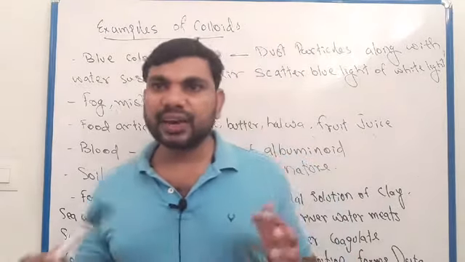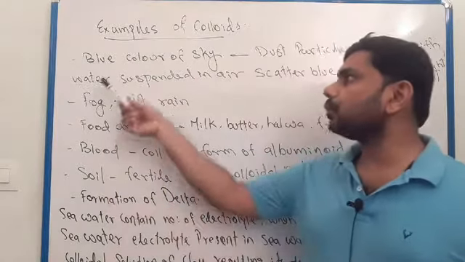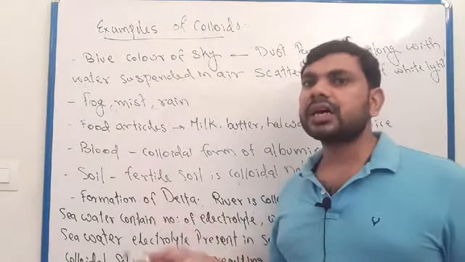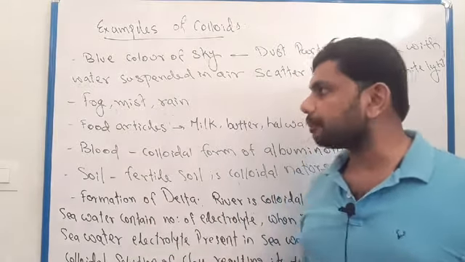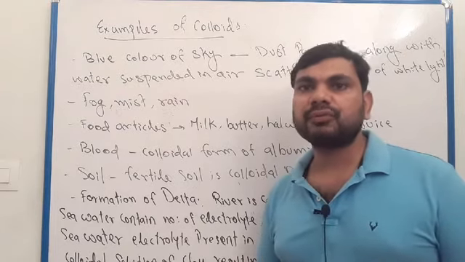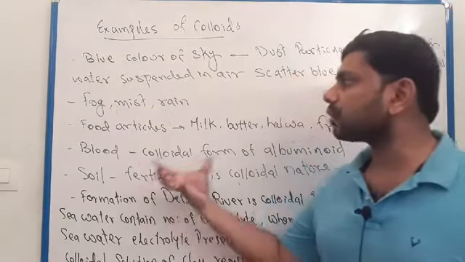So here are different examples of colloidal systems. The blue color of the sky, fog, mist, and rain are examples of colloidal systems. Food articles such as milk, cream, butter, and fruit juice are also examples of colloidal systems.